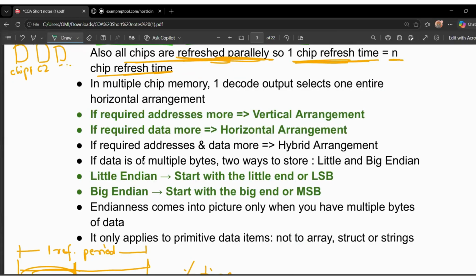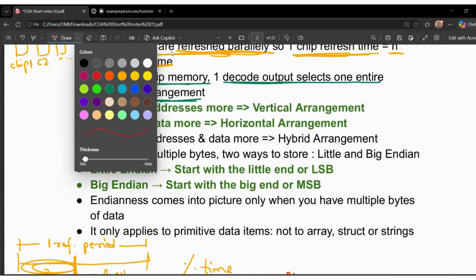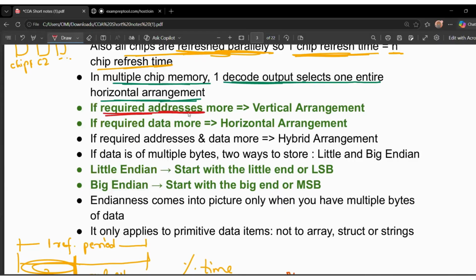Now we have seen the memory interfacing and the expansion topic. In multiple chip memory, one decode output selects one entire horizontal arrangement. We have seen two types of arrangement, horizontal and vertical. If you require more addresses, you do vertical arrangement. And if you require more data, you do horizontal arrangement.